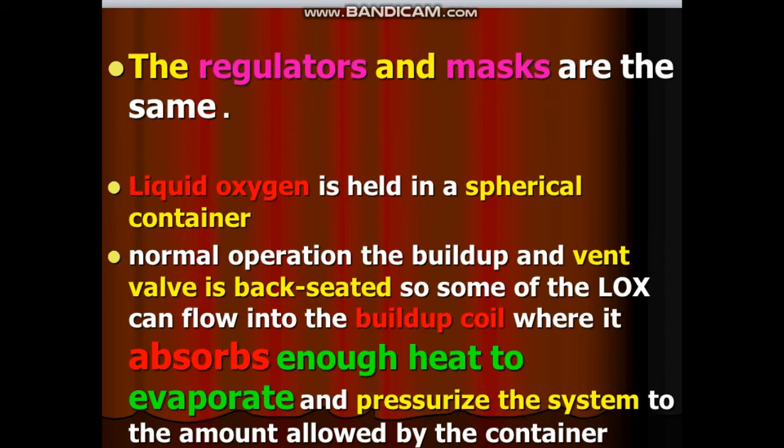Liquid oxygen is held in a spherical container. In normal operation, the build-up and vent valve is back-seated, so some of the liquid oxygen can flow into the build-up coil, where it absorbs enough heat to evaporate and pressurize the system to the amount allowed by the container.